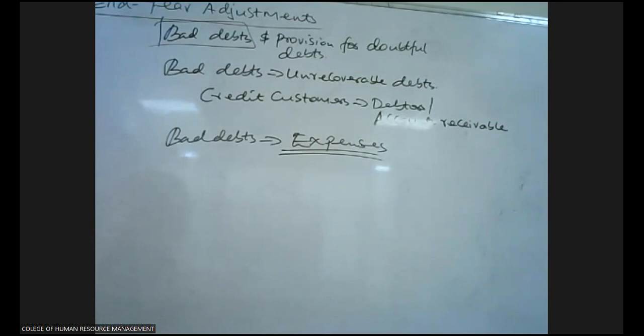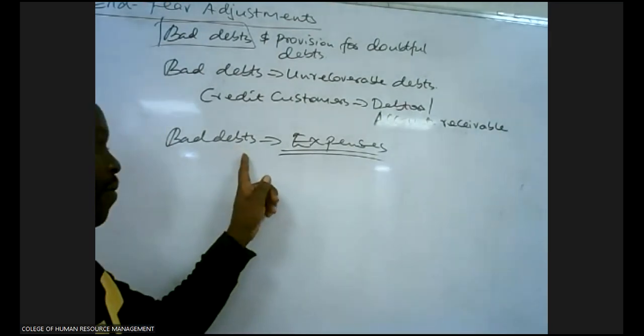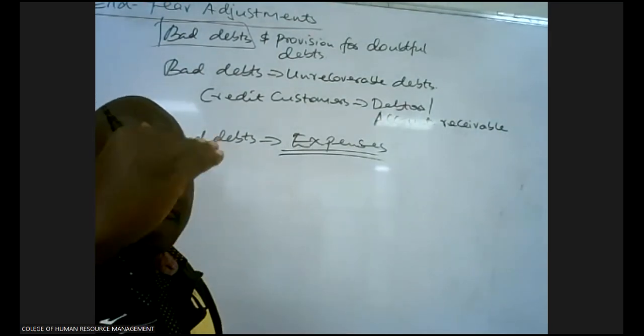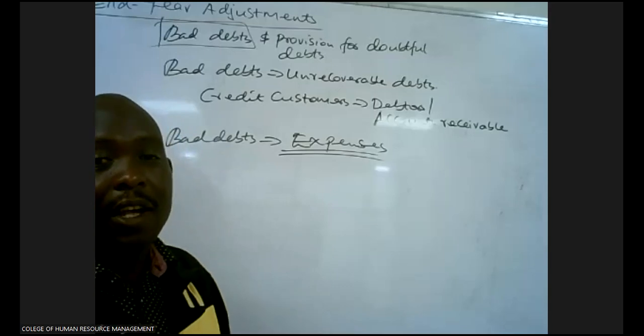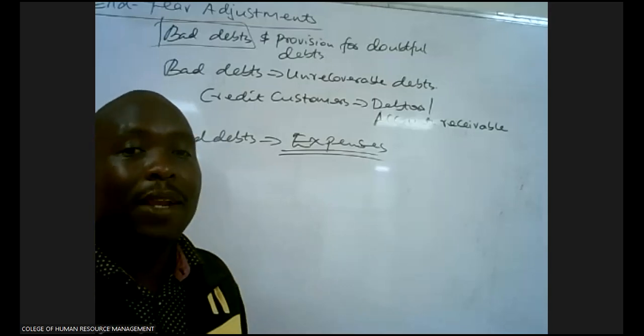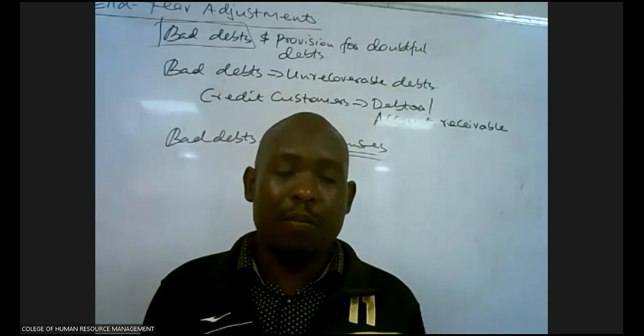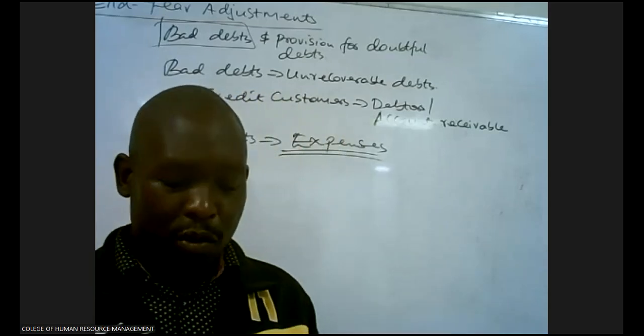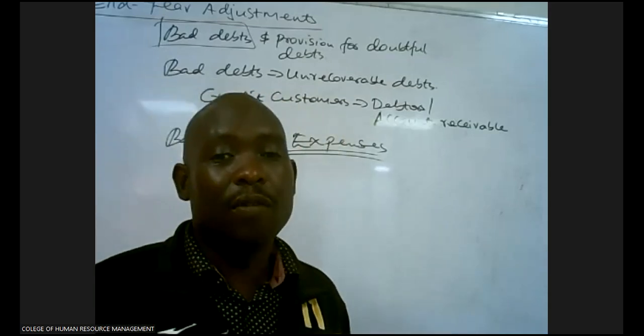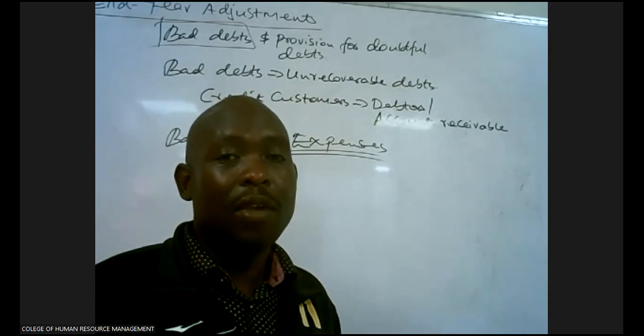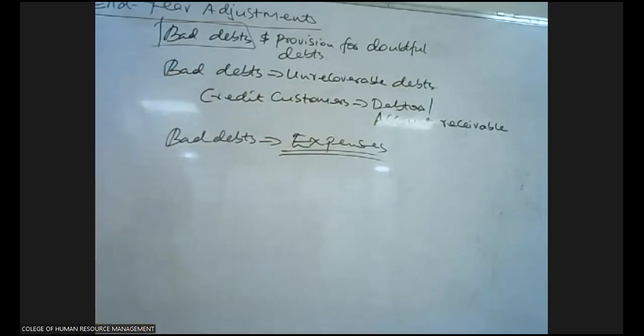So those unrecoverable debts, we treat them as what? Expenses. So when we shall be listing the expenses for that year, we shall include those bad debts. And the good thing, the question will provide you, they will just tell you, bad debts written off.